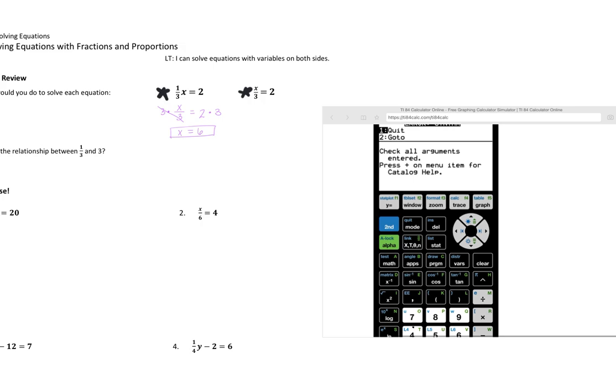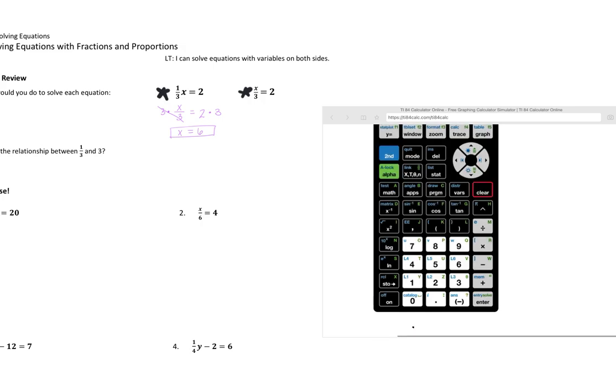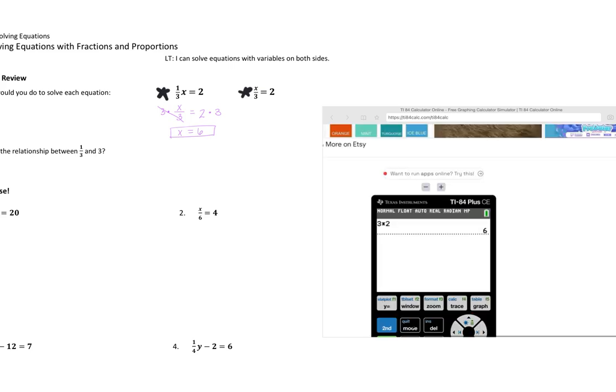Ooh, I typed in something wrong. Let's do it again. 3 times 2, enter. And when I look at the top, it gives me my answer. It's 6, okay? So you use your calculator as much as you can in this unit, please. Recheck your work, even though you do it in your mind or you do the mental math. Use your calculator. Recheck those answers. It's very easy to make a mistake.